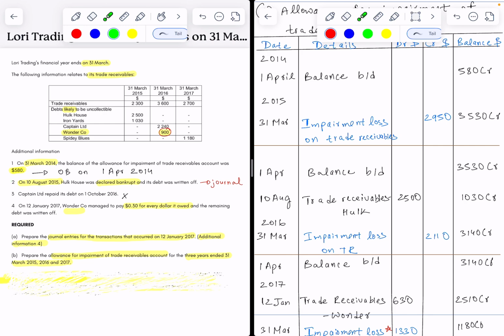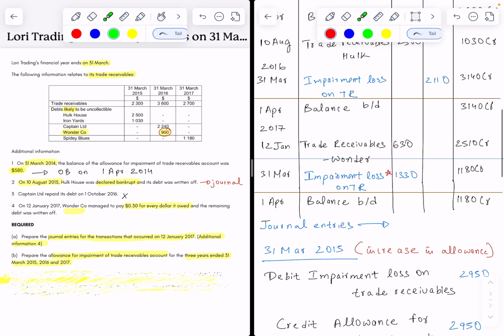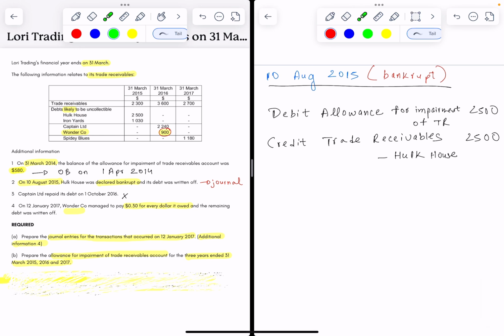So let's understand the journal entry for this second additional information. So on the 10th of August 2015, we've got confirmation from Hulk House, who was originally our credit customer, that he got bankrupt. And if he got bankrupt, there's no chance of us recovering the amount that Hulk House originally owed us. How much did Hulk House owe us originally? $2,500, right? So now we are not going to receive this entire amount of $2,500. We know allowance for impairment of trade receivables is a contra asset account which we create to record the possible amount of uncollectible credit customer debts, right?